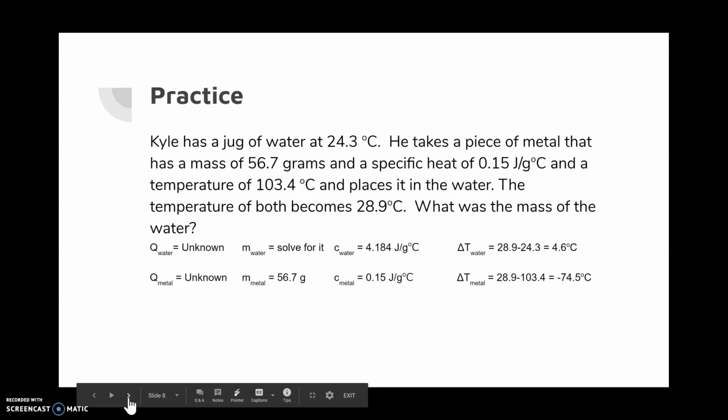All right, so now we're going to do the same thing we did in the previous problem. I want you to look at each of the objects and tell me for which one we know more quantities. So for the water, we know the specific heat and the change in temperature. For the metal, we know the mass, the specific heat, and the change in temperature. So the first step is going to be finding the Q of the metal. Again, to find Q, you multiply mass times specific heat times change in temperature. Therefore, I'm multiplying 56.7 grams by 0.15 joules per gram degrees Celsius times negative 74.5 degrees Celsius, which was the change in temperature of the metal.